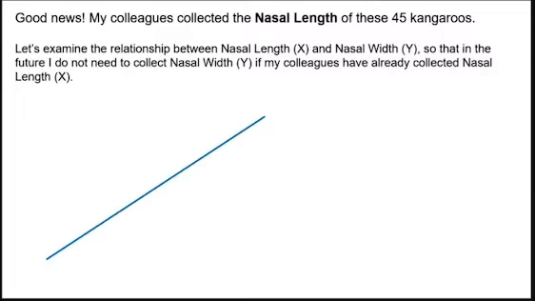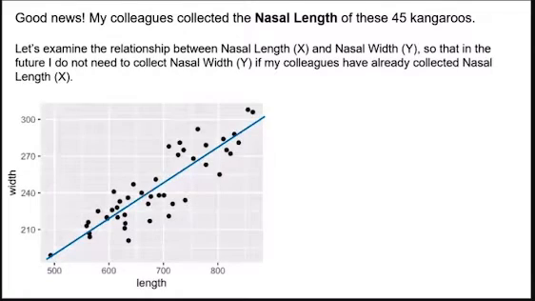Okay, now what we want to do now is examine the relationship between the NASA length and the NASA weight. So that in the future, I do not need to collect NASA weight if my colleagues have already collected NASA length. Because if I know the relationship, I will be able to use the information I got about the NASA length to explain the NASA weight. Does that make sense?